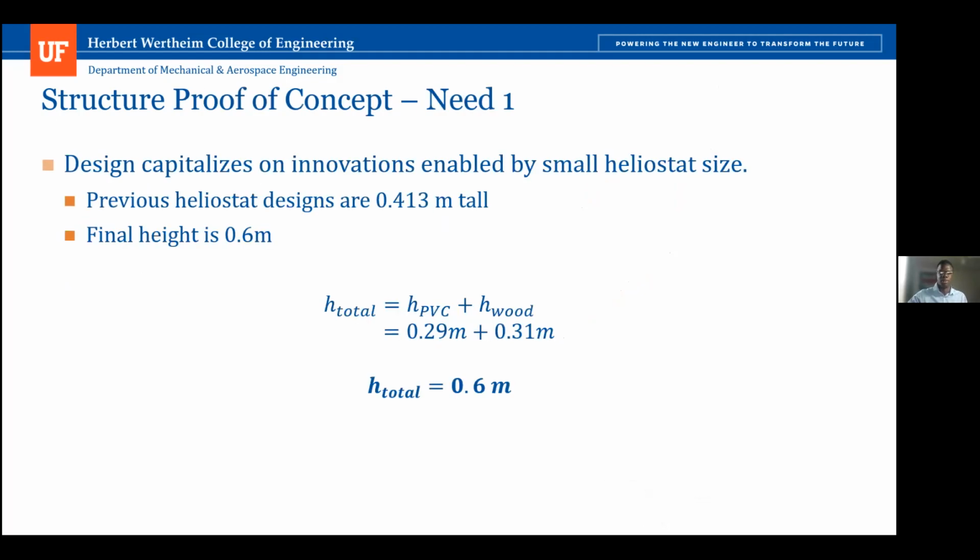To determine the overall height of the heliostats, we added together the height of the PVC support and the vertical wooden support after it was driven into the ground, and that came up to a total of 0.6 meters, which met customer need 1.